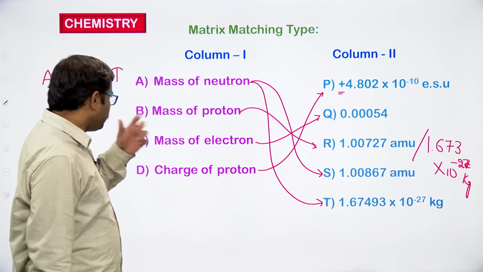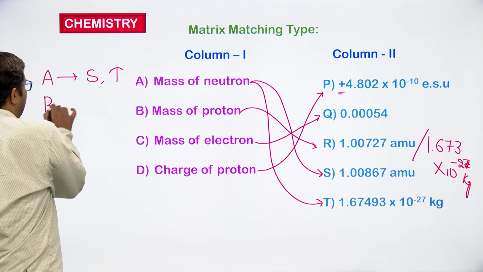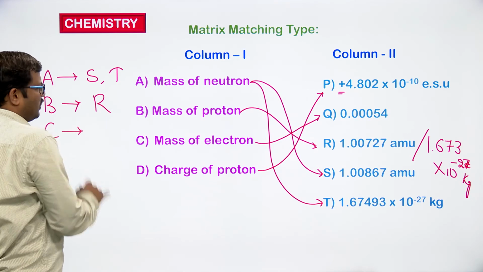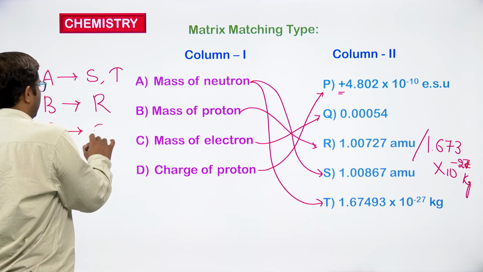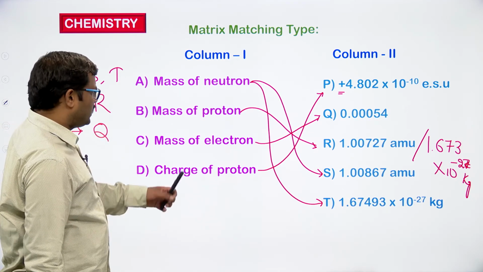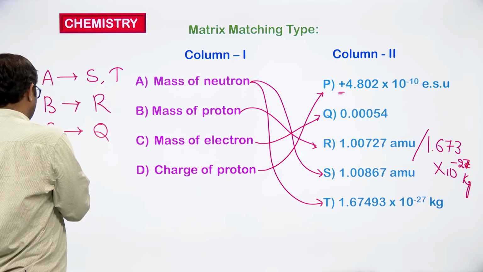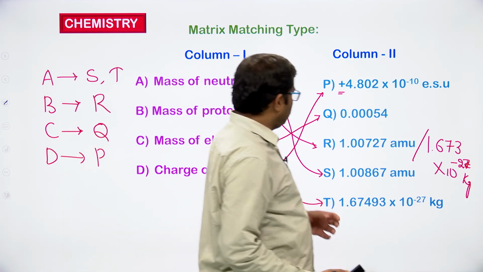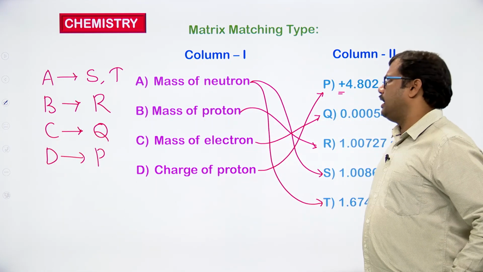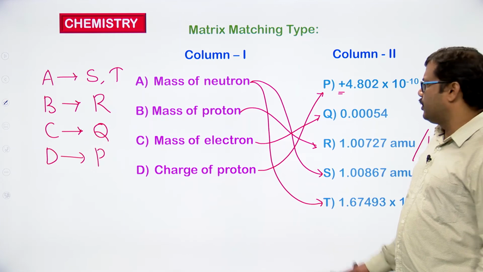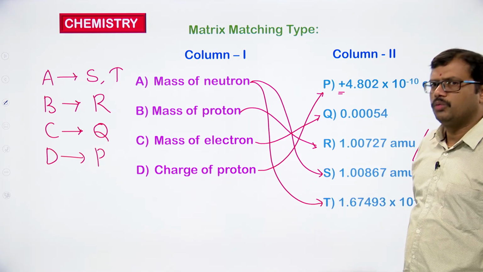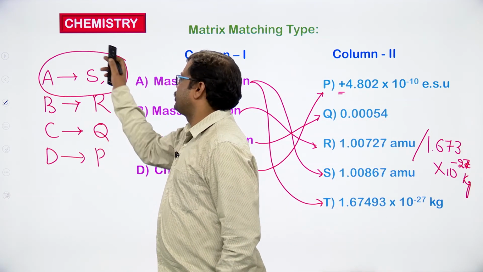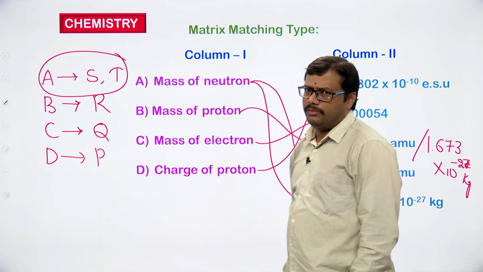Okay. So, similarly, if we observe B, mass of proton is correlated to R, C is mass of electron correlated to Q, and D, charge of proton correlated to P. Okay. So, we have gone through the correlation this way, and one option in column 1 is mapped to two options in column 2. Okay. So, this kind of mapping can also be expected in the advanced level examinations.